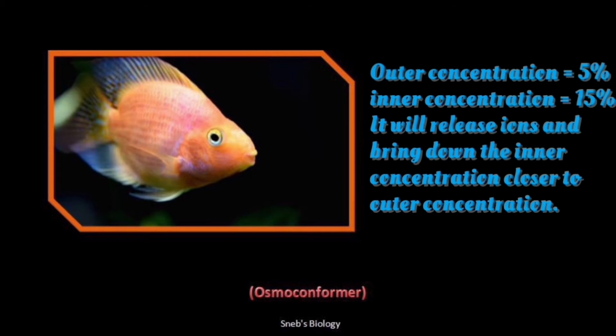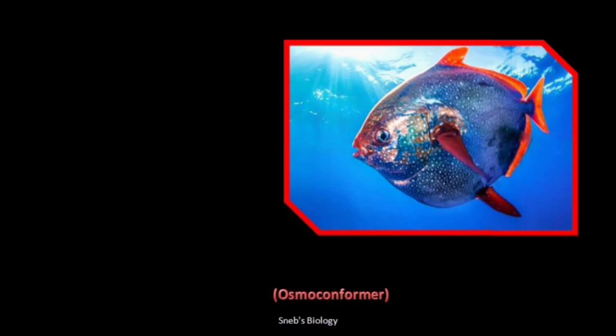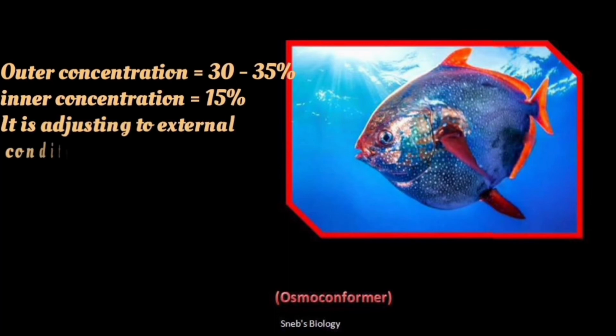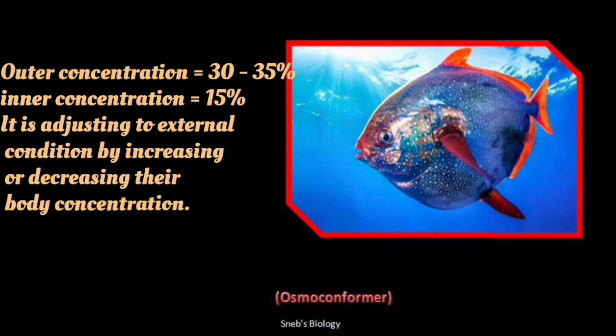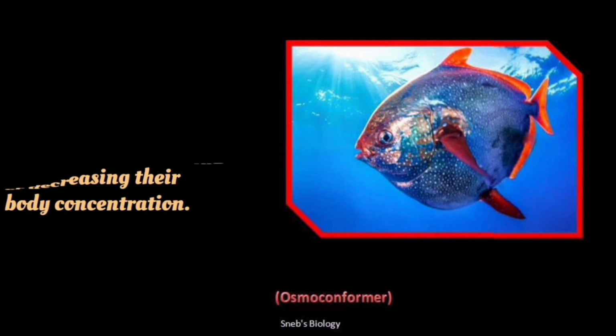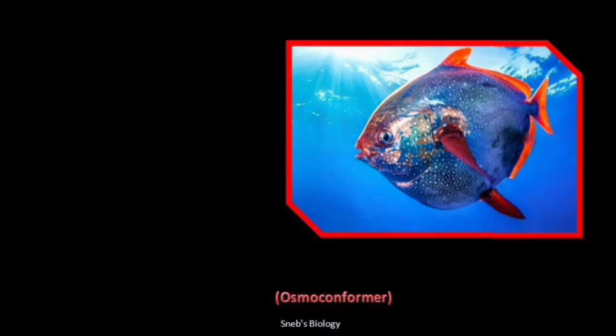The second situation is the outer condition is 30 to 35%. So, it actively takes ions and brings the inner concentration from 15 to somewhere closer to the outer condition. Again, the difference between the inner and outer medium is not much. Now, it has adjusted to what is outside. If outside concentration is more, it increases its body salt concentration. If outside the salts are less, it decreases its salts. So, it is conforming. It is adjusting to whatever is the external condition.